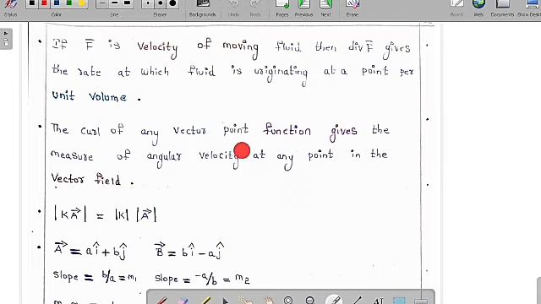The curl of any vector point function gives the measure of angular velocity at any point in the vector field. Basically the curl operator finds out whether any curling mechanism is present in that field or not.